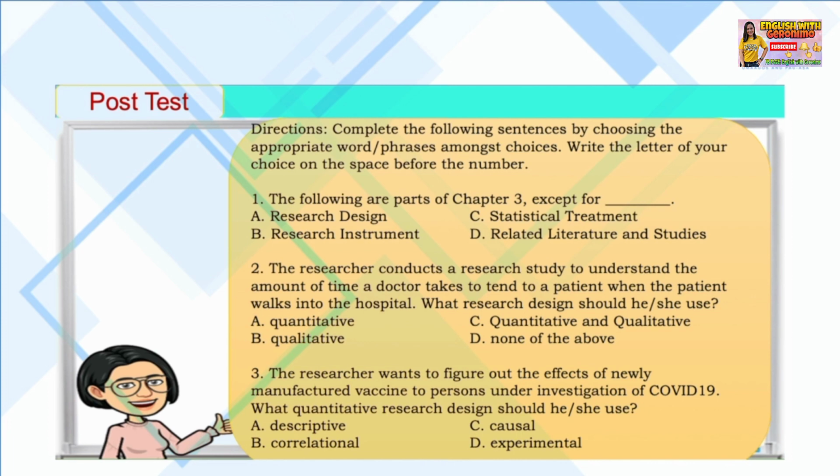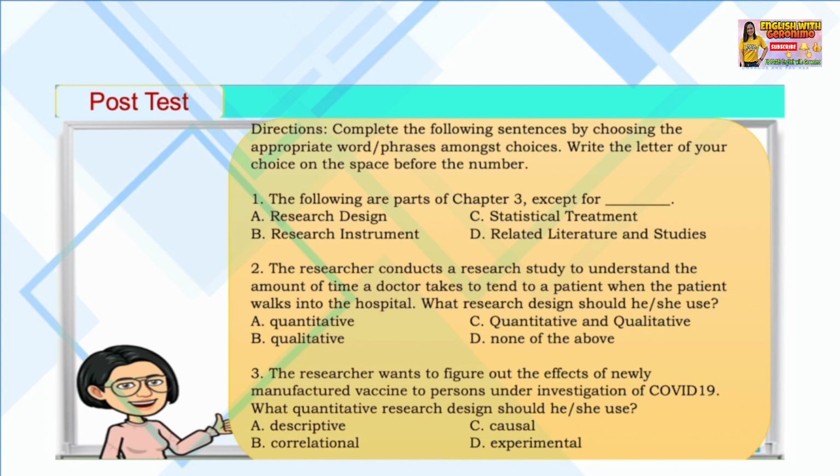Number 2. The researcher conducts a research study to understand the amount of time a doctor takes to tend to a patient when the patient walks into the hospital. What research design should he or she use? Letter A. Quantitative, B. Qualitative, letter C. Quantitative and qualitative, or letter D. None of the above.